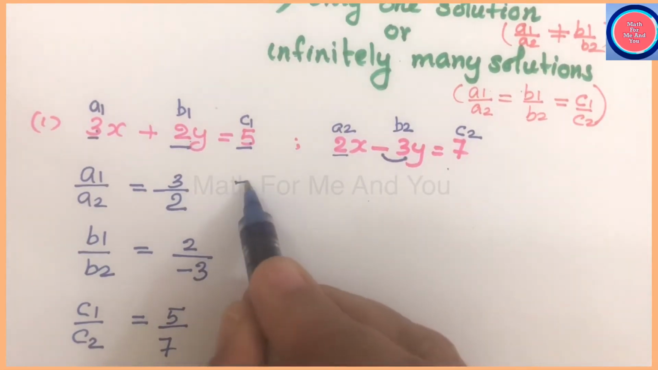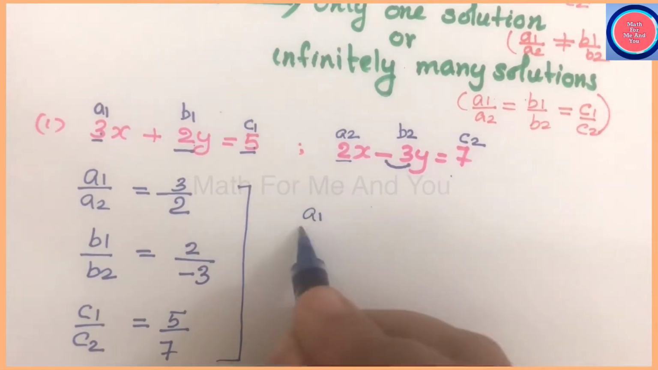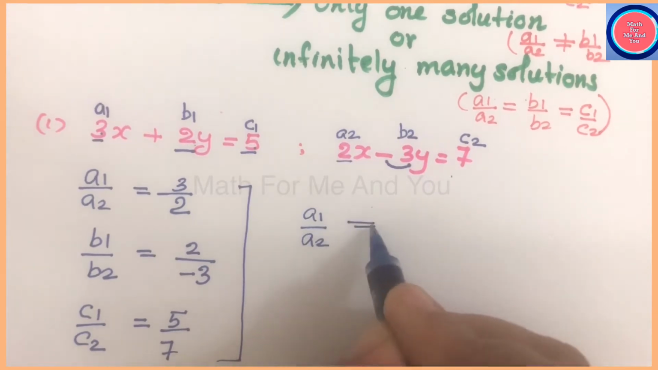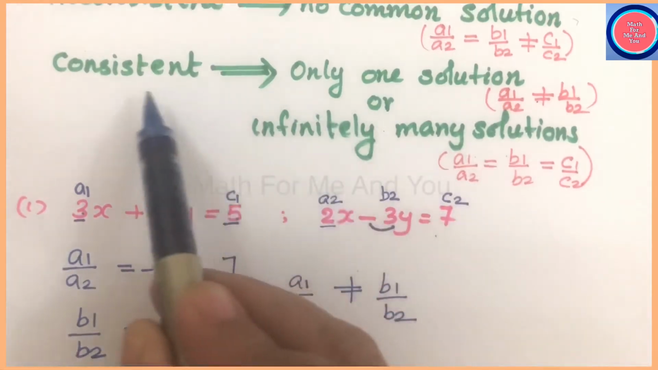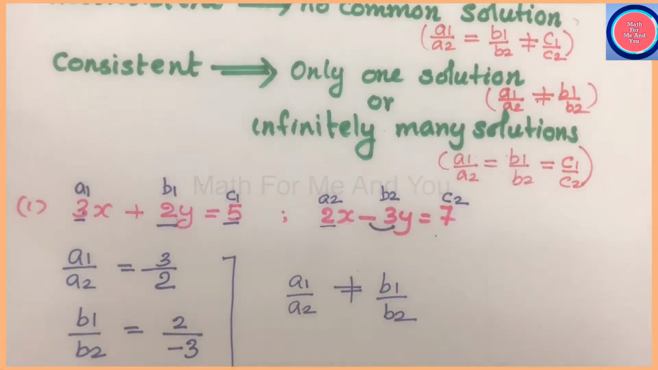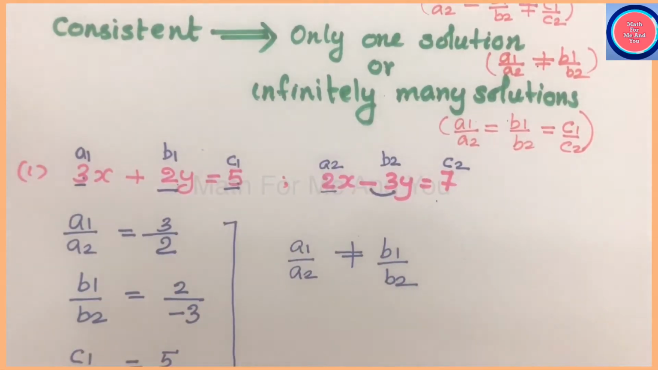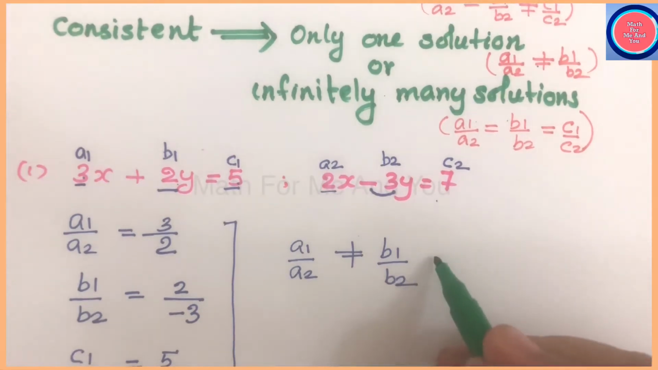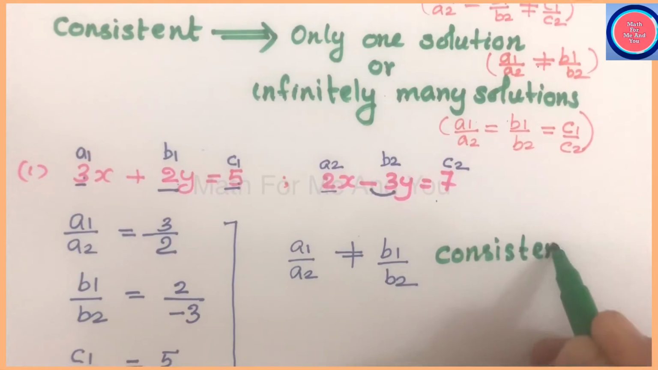When we compare the ratios, we get a1 by a2 is not equal to b1 by b2. This shows that the two equations have only one solution. That means consistent. If there is a solution, it means consistent. So we can write that the pair of equations given here are consistent equations because a1 by a2 is not equal to b1 by b2.